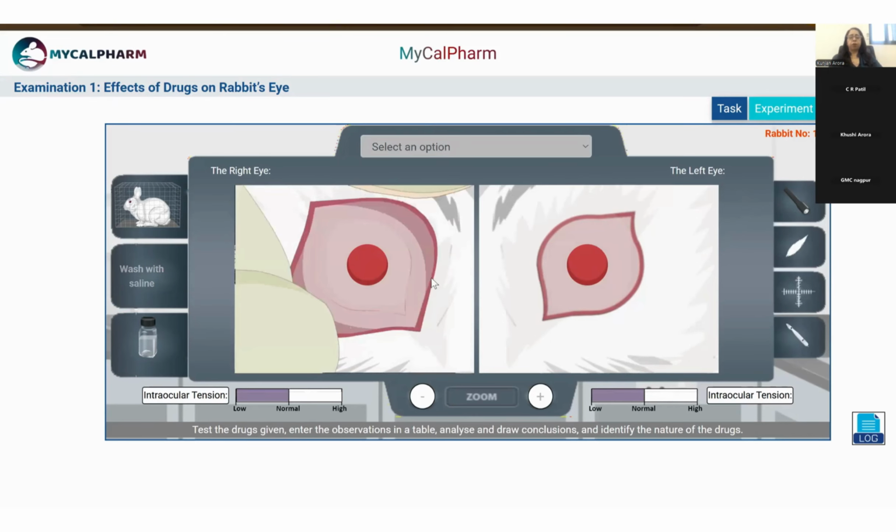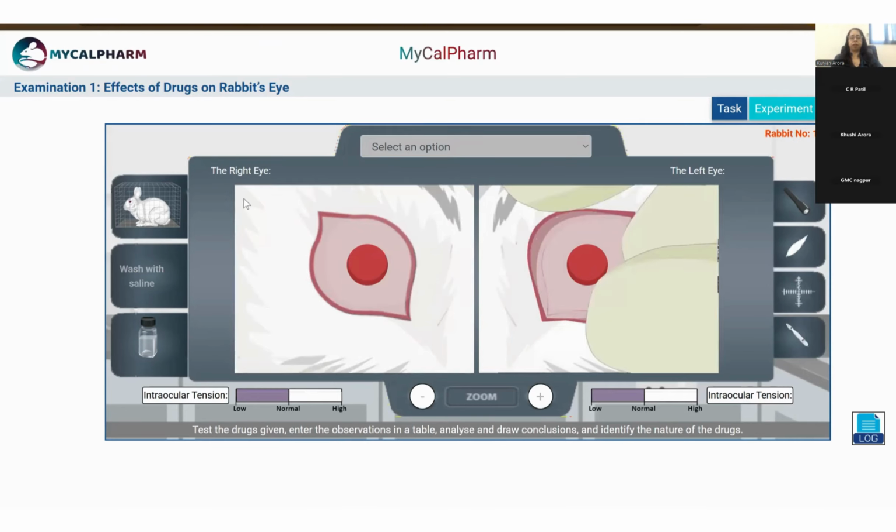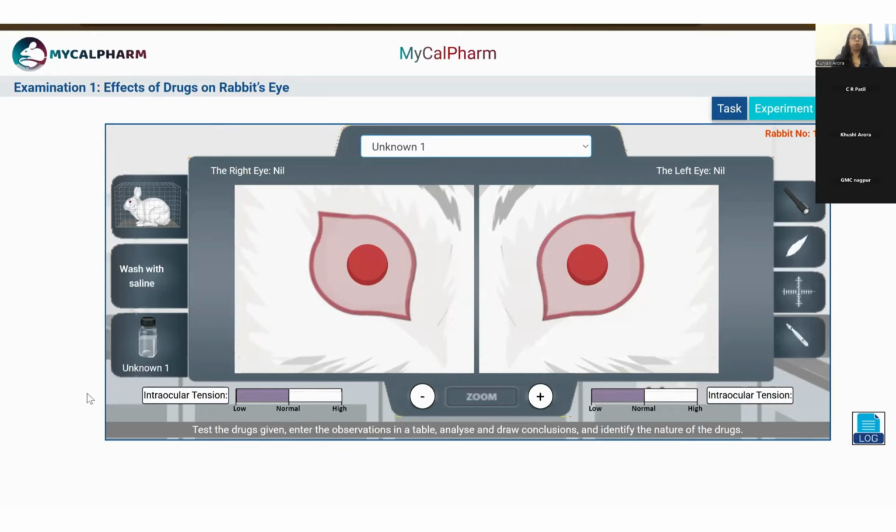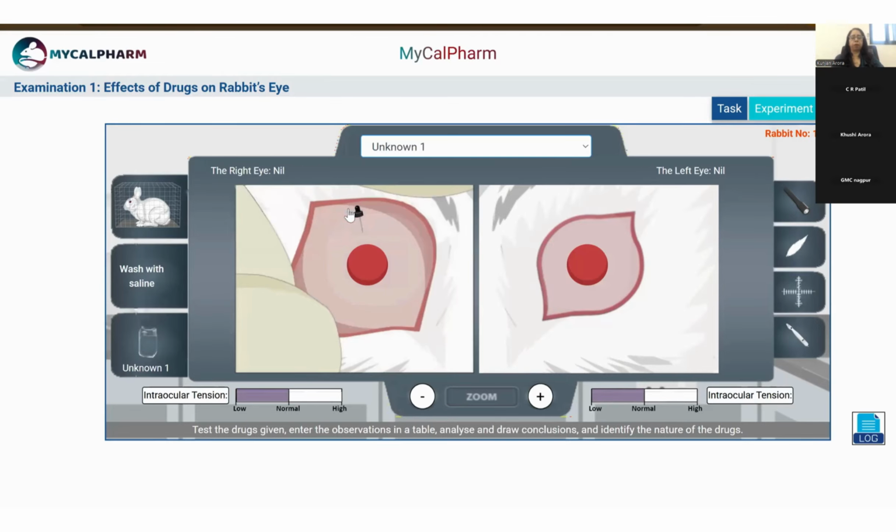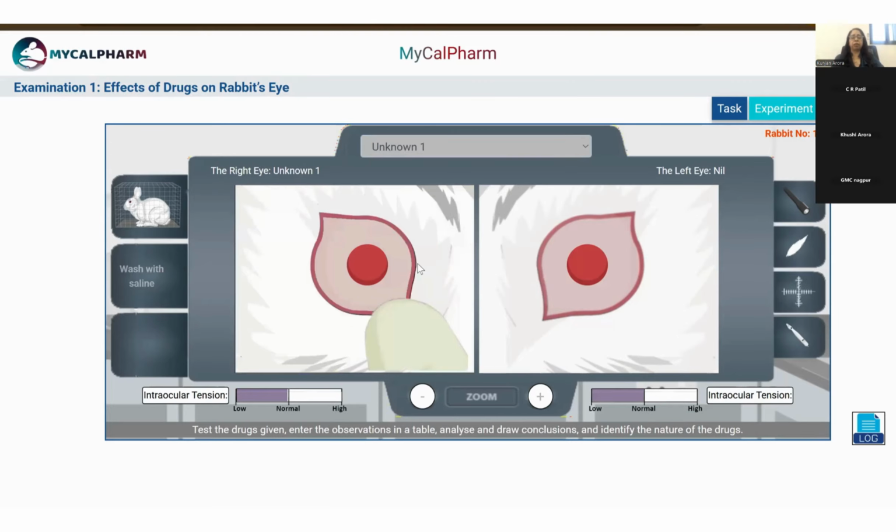First of all, we will be washing the eye with the saline. After that, we will be adding the drug here. Since every drug is unknown right now, I will be picking any drug, let's say unknown 1, in the right eye. By picking up the dropper and adding it, you can see it is being added into the eye, and the effect will be shown here.